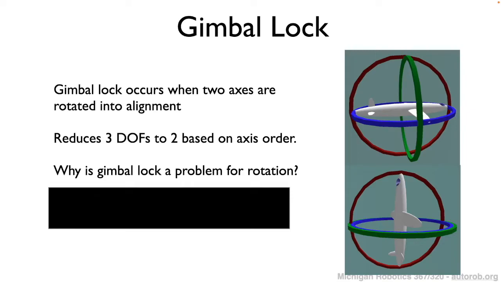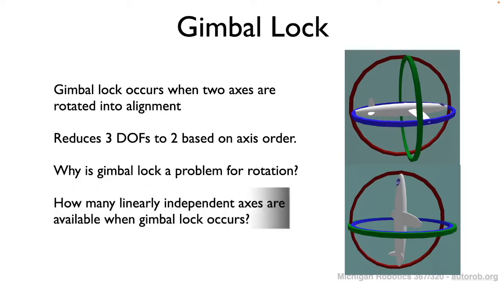And it does this based on the axis order that was chosen for this particular sequence of rotations. So one thing that you should think about is, from a computational standpoint, why might this gimbal lock be a problem for us when we're trying to represent transformations for the components of our robots? I'll let you think about this for a second. You can pause the video if you want to take more time. Now I'll go ahead and reveal the answer.